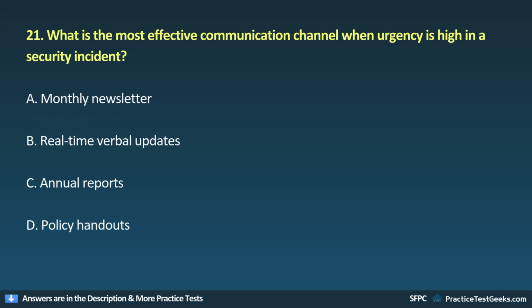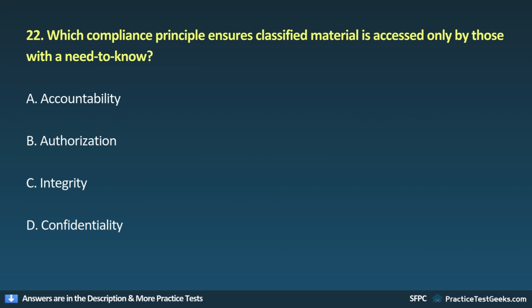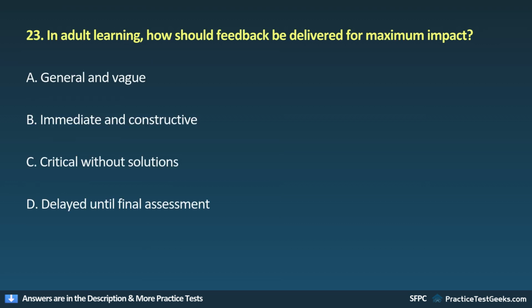21. What is the most effective communication channel when urgency is high in a security incident? A. Monthly newsletter. B. Real-time verbal updates. C. Annual reports. D. Policy handouts. 22. Which compliance principle ensures classified material is accessed only by those with a need to know? A. Accountability. B. Authorization. C. Integrity. D. Confidentiality.